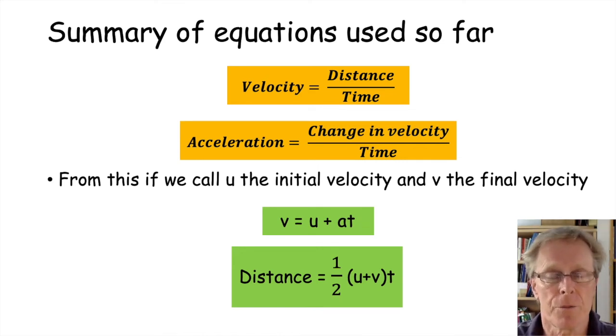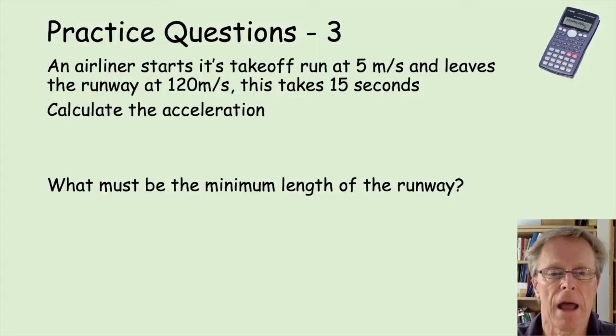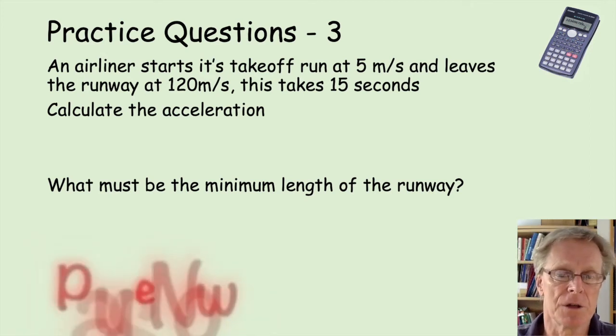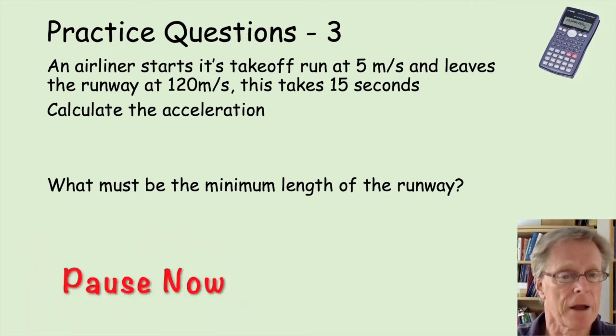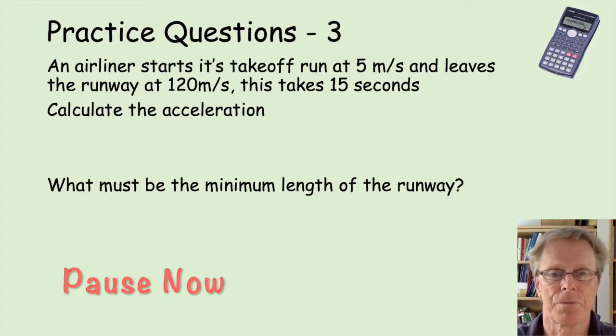So let's look at another practice question here. Here it is. An airliner starts its takeoff run at 5 meters per second and becomes airborne after 15 seconds. What you've got to do is to calculate the average acceleration and also work out what the minimum length of the runway must be for that to happen. Have a go at this, and then I'll give you the answer when you restart the video, and I can go through it if you're not sure. Off you go.